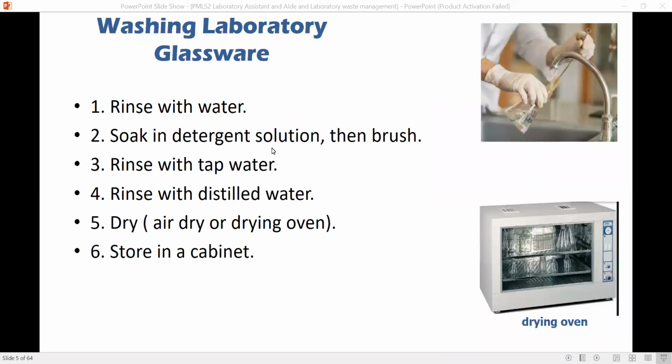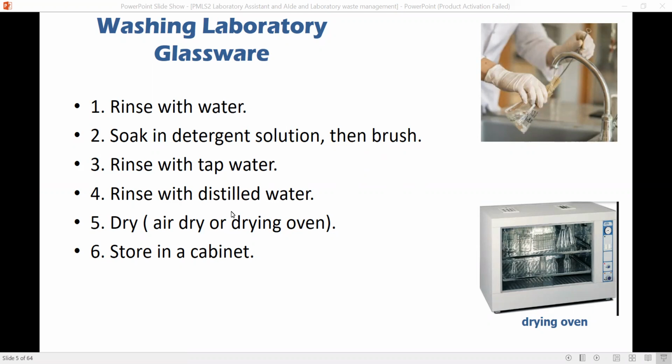So this is the basic procedure in washing laboratory glassware. Rinse first with water, and then soak in detergent solution. It's just like washing dishes at home. So soak in detergent solution, then brush like this, and then rinse with tap water. The difference is that here, there is rinsing with distilled water. After rinsing with tap water, you need to rinse with distilled water.